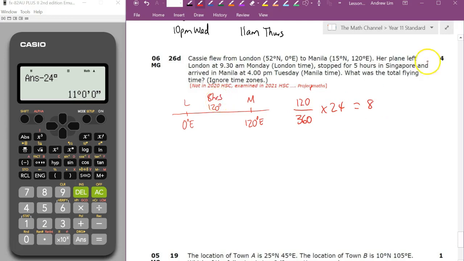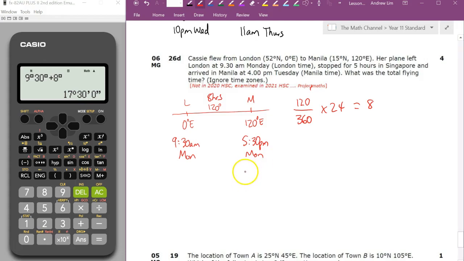Now, a plane left London at 9:30 a.m. Monday. Stopped for 5 hours in Singapore and arrived in Manila 4 p.m. Okay, so what time was it in Manila when the plane left? So I'm going to add 8 hours to this 9:30. So I've got 9:30. Add my 8 hours. That's 5:30 p.m. It's still Monday. Okay, that's the time it was in Manila when the plane left London.